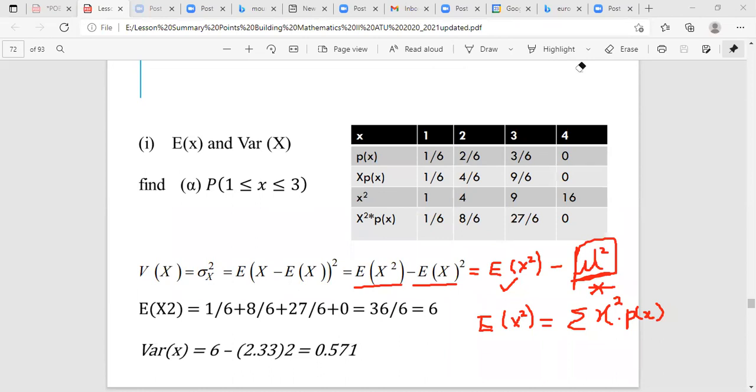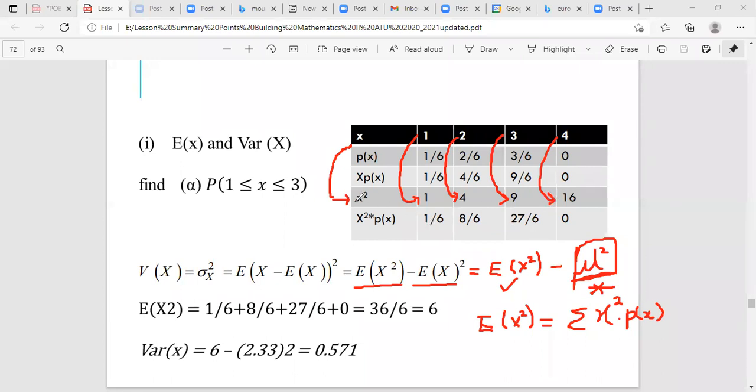So when we come here, this is x squared, meaning you are squaring your x. We are squaring the x here. When you square 1, you get 1. When you square 2, you get 4. When you square 3, you get 9. When you square 4, you get 16.